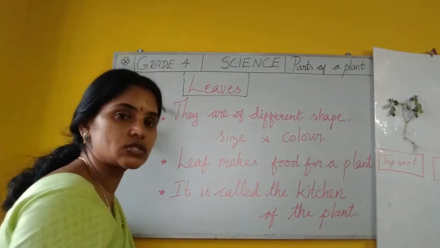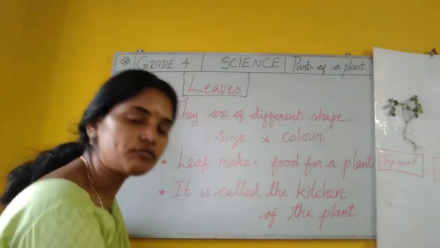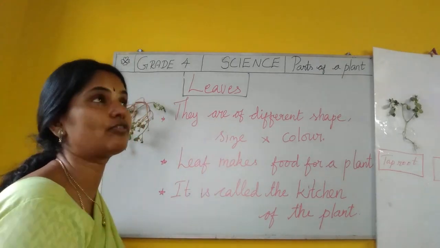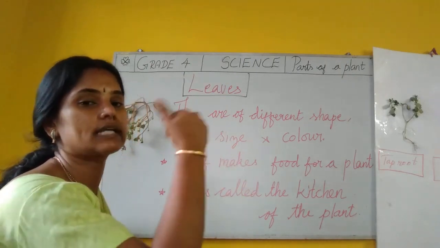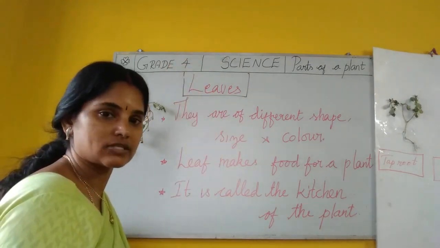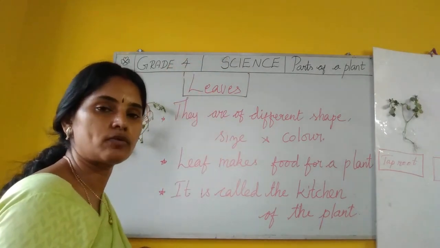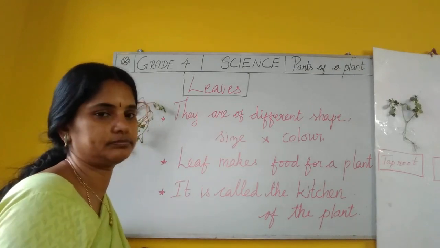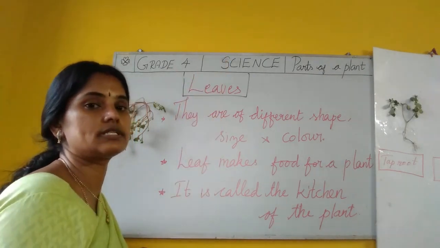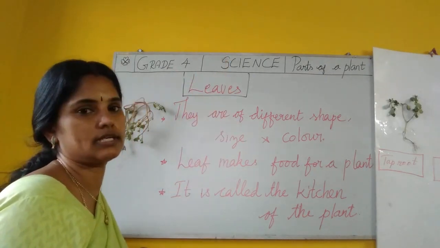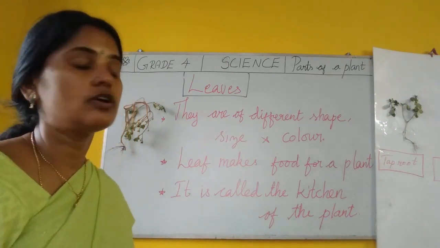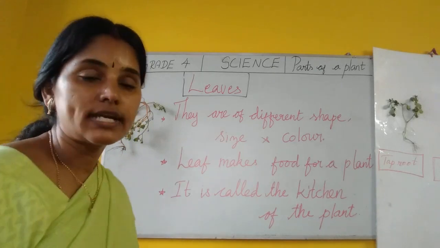So the process of making food we call photosynthesis. Synthesis means preparation. Photo means light. Which light? Sunlight. By using sunlight, it also absorbs a gas. Which gas does the plant absorb? Carbon dioxide. During photosynthesis, leaves need carbon dioxide and water to prepare food. Okay, so we go to the next one.